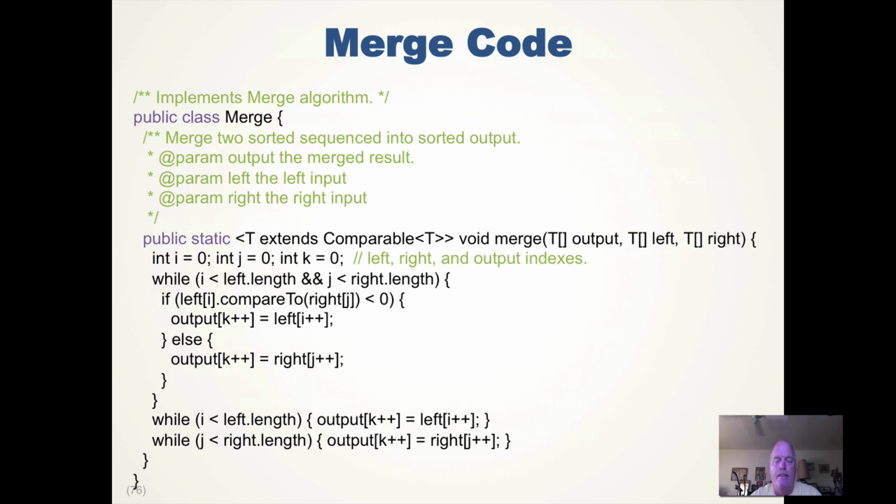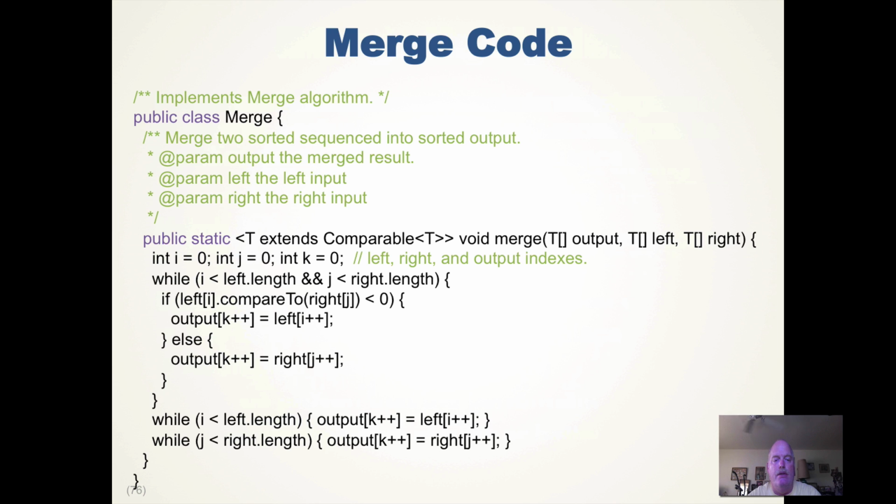Here's the code for the merge. We have an output array, a left and a right, and we have our indices into the left, right, and output arrays. Then we loop while i is less than left.length and j is less than right.length, so we're moving through left and right. We compare left to right, and then we choose which one to use. We use the one that's less, so we increment k, and we increment i if left is less than right. If right is less than left, we use the right, and we increment.